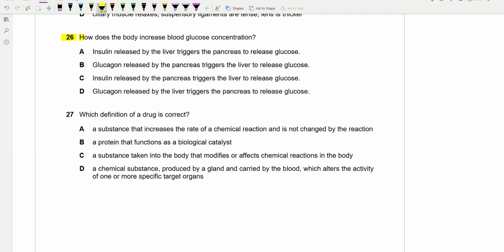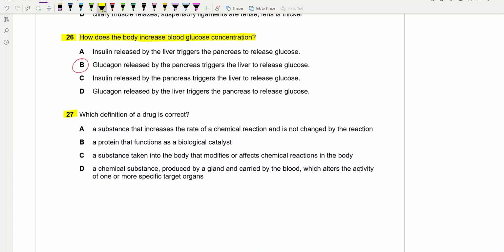Question number 26. How does the body increase blood glucose concentration? The pancreas releases glucagon to inform the liver for the release of glucose. The correct option would be option B. Glucagon released by the pancreas triggers the liver to release glucose.